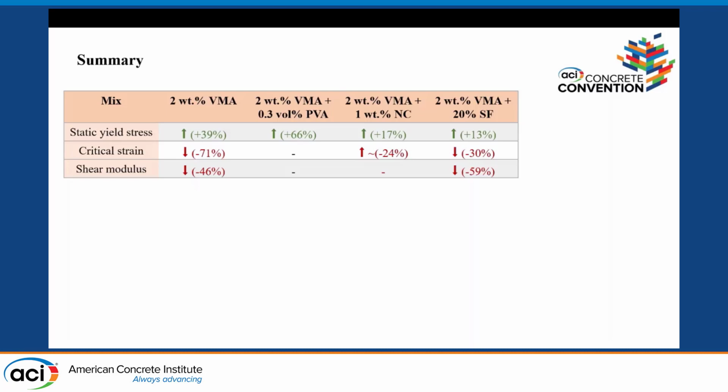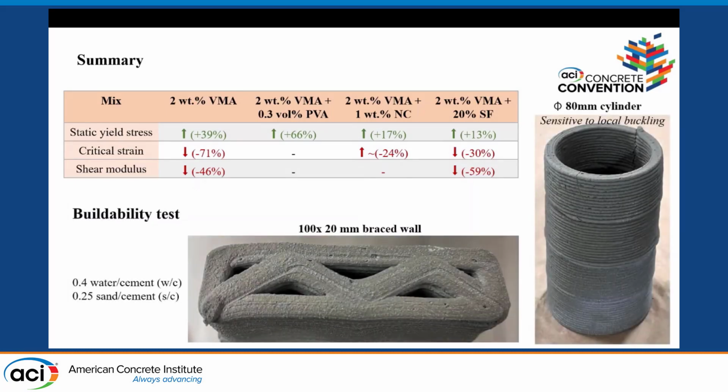So this is all nice rheologically, but what will happen in 3D printing, and how does it really compare? To do this, I went with buildability tests, because from what we saw before, there are two main modes of failure in buildability. One is buckling, and the other is static yield flow. So I decided to do my buildability tests with two geometries. The first one is just a braced wall, making sure that I have very small lengths that are unbraced.